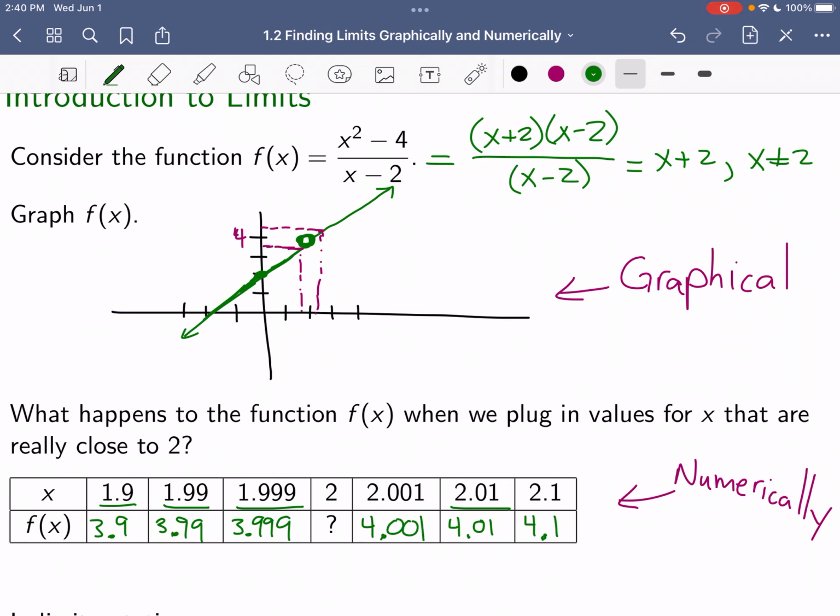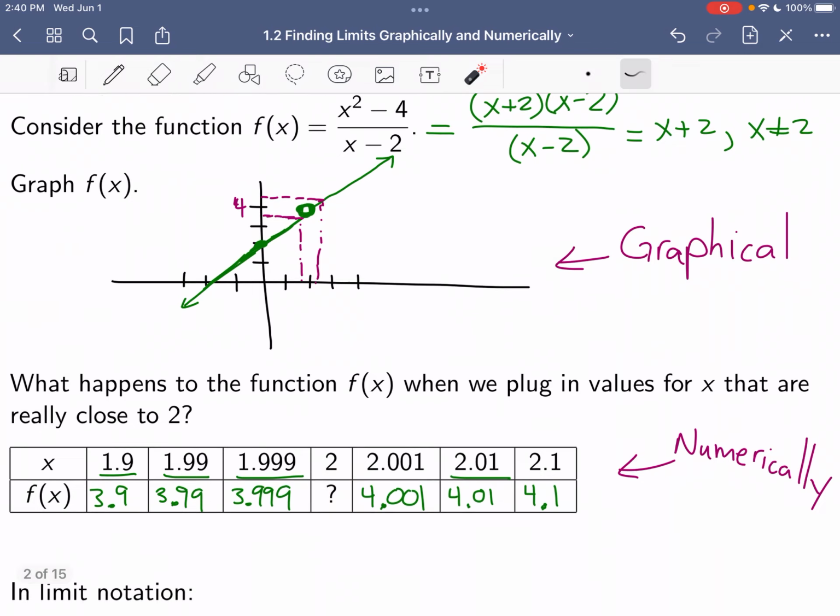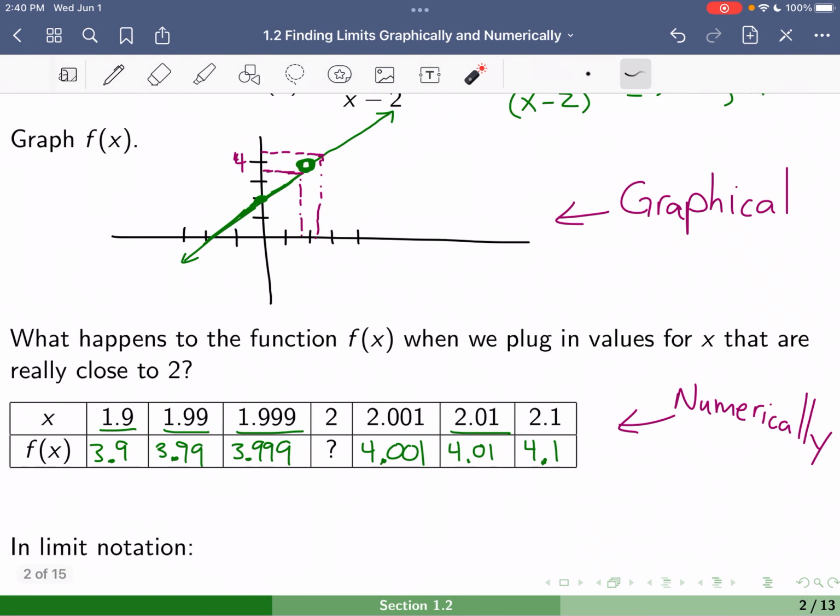If we were to look at that, as the x values are getting closer to 2 from the right, from values to the right of 2, then it also looks like the function value is heading towards 4. And so in limit notation, the way that we will write this is we are going to write the limit of f of x as x approaches 2 is equal to 4.